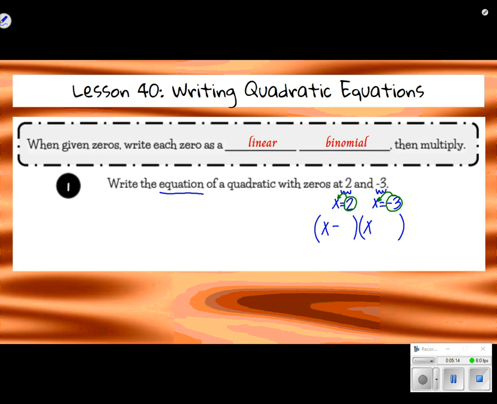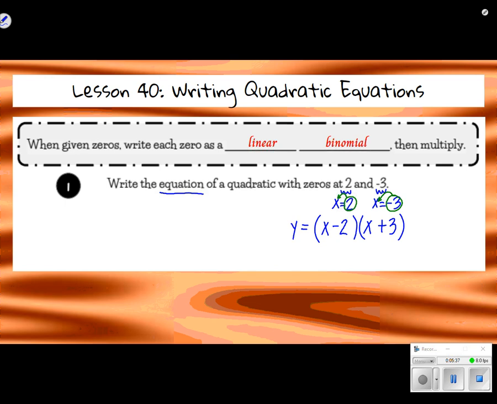The opposite of positive 2 is negative 2. So the goal is to get that number back into the parentheses with x. So if I have x equals negative 3, what is that going to look like in my parentheses? The opposite of negative 3 is positive 3. And then I'm going to put a y equals in front.